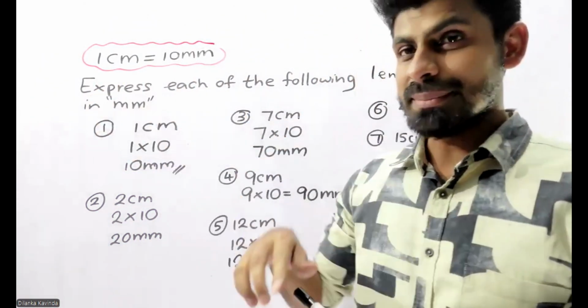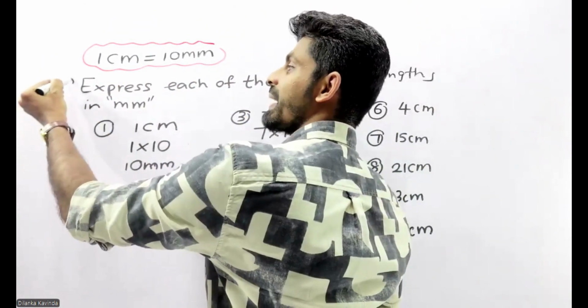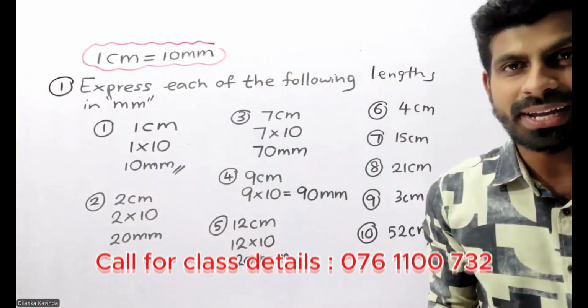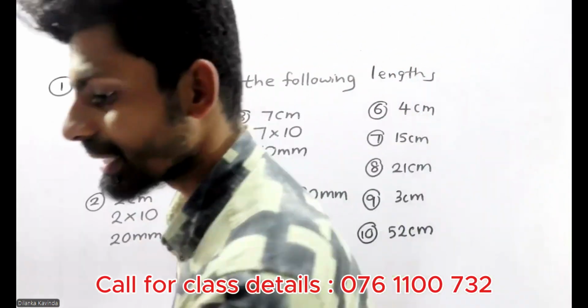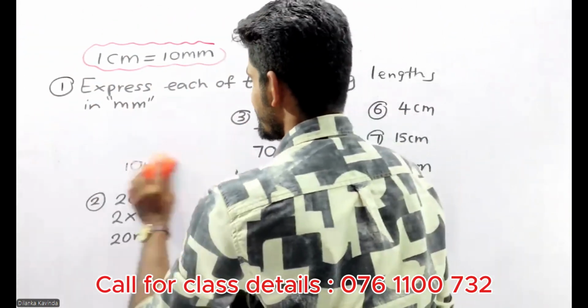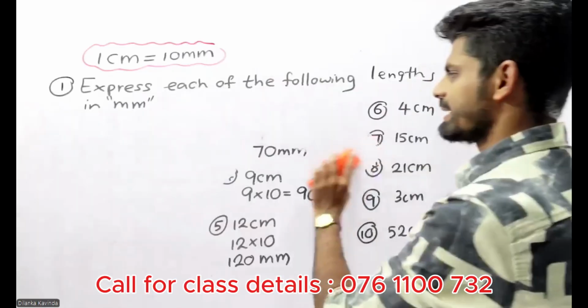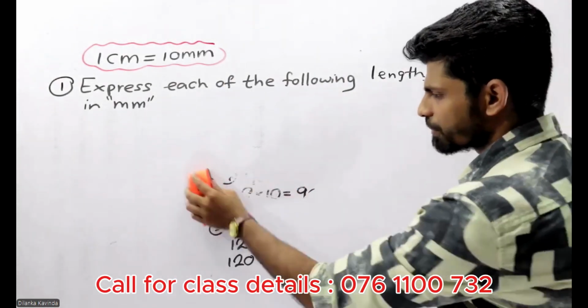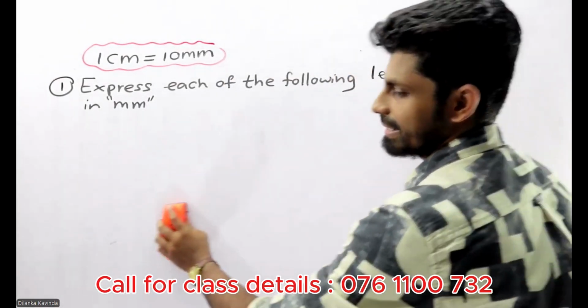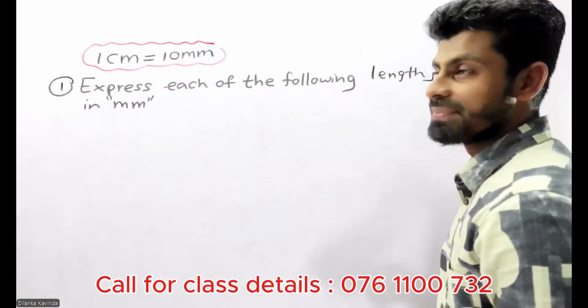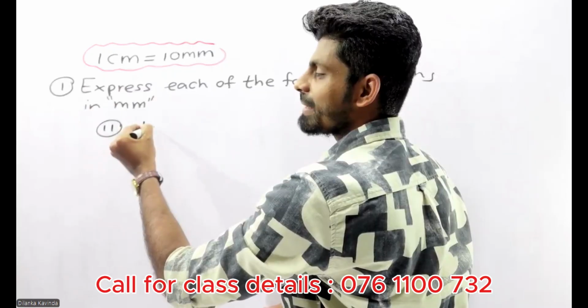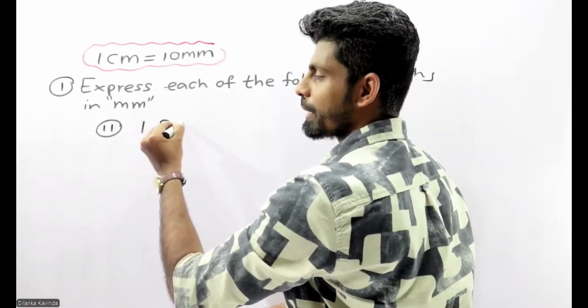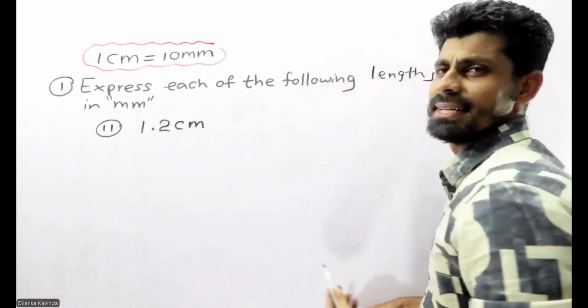Right, okay. So I'm taking this one as the first question. Then let's quickly move to the next question. I'm going to start from question number 11. Question number 11, now they are giving me a decimal. 1.2 centimeters.